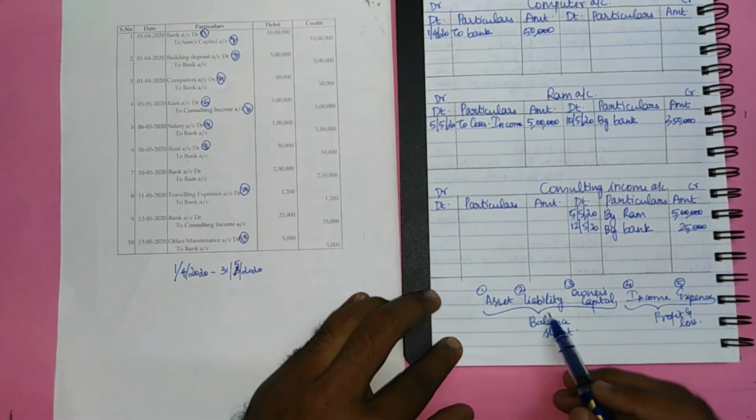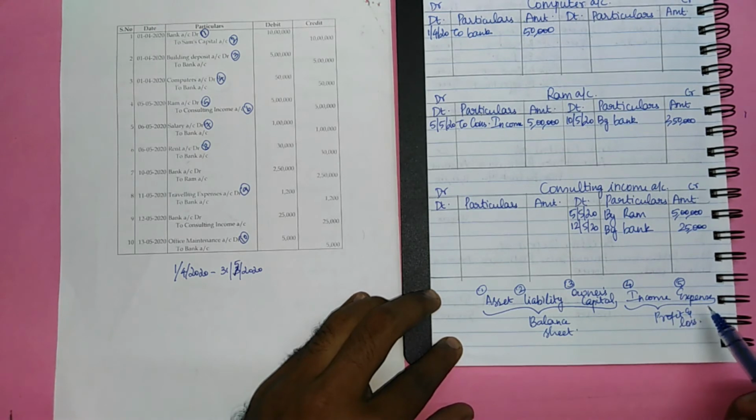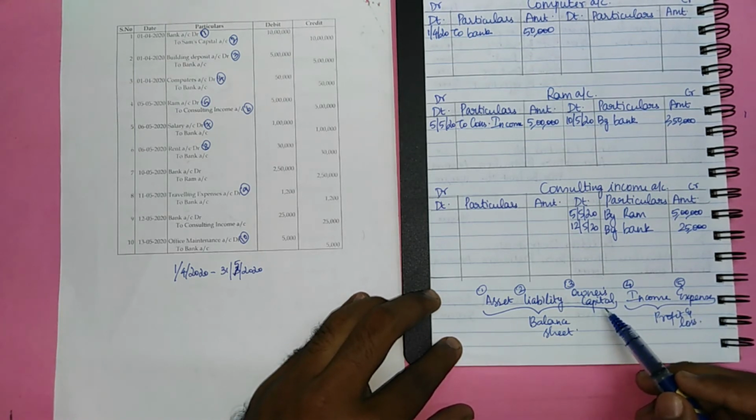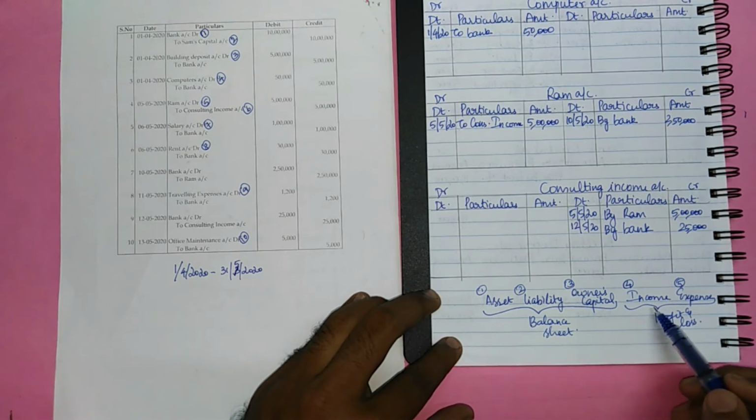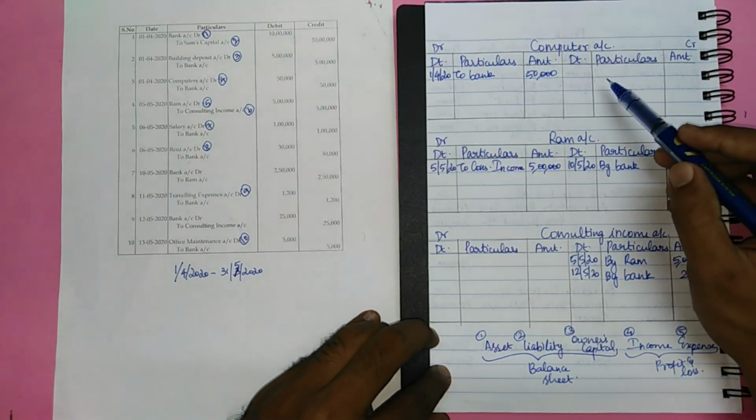Therefore, the asset, liability and owner's capital balances will be carried forward to the next accounting period, whereas income and expense balances will be taken to the profit and loss account to arrive at the net profit or net loss, which in turn will be taken to the owner's capital. So, whenever you balance an income or expense account, the balance will be debited or credited to the profit and loss account. Now, let us continue with balancing our computer account.